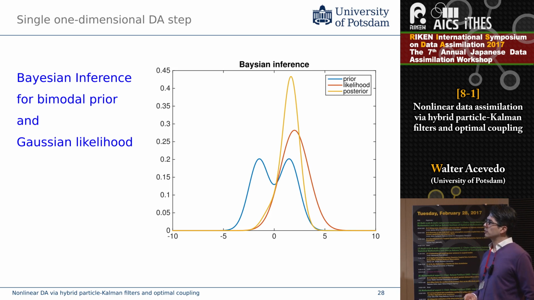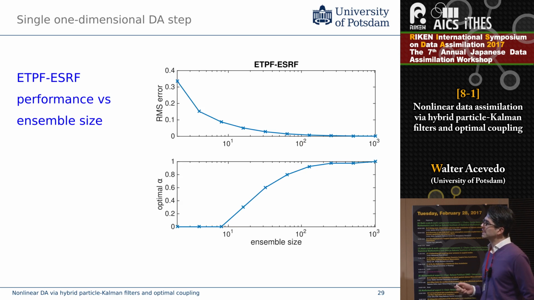We have tested that for some analytical PDFs. So we have, for example, here a strongly bimodal prior and a Gaussian likelihood, and this would be the posterior. And we have made these estimates using the hybrid. And what we have found is that for the smallest ensemble sizes, it's always better to stick to the Kalman filter.